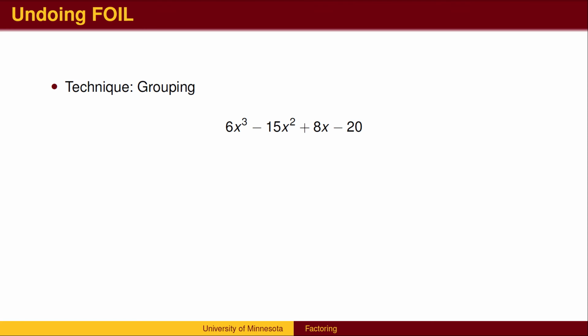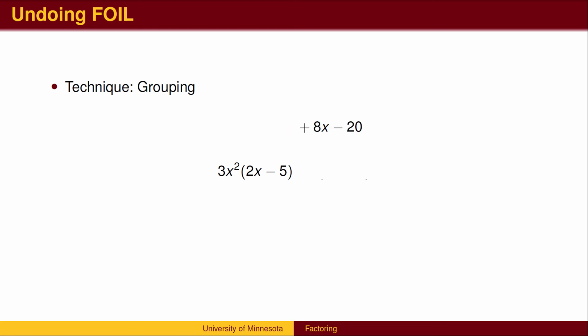We break the problem into two halves. First, look for a common factor among the first two terms. In this case, both 6x cubed and 15x squared have a factor of 3x squared. We factor the 3x squared out of the first two terms. We find that the remaining factor is 2x minus 5.